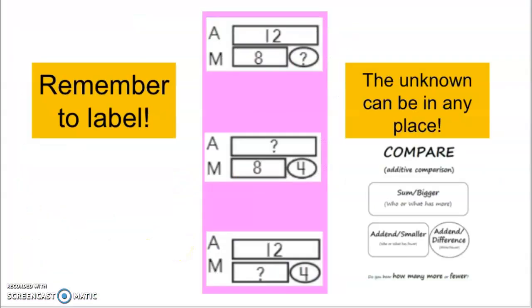Okay, so remember to label. Remember your unknown can be in any place. And they may ask how many more or fewer, or they may ask equalizing language to see how to get them to the same point.